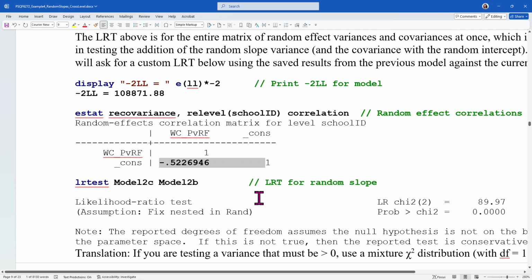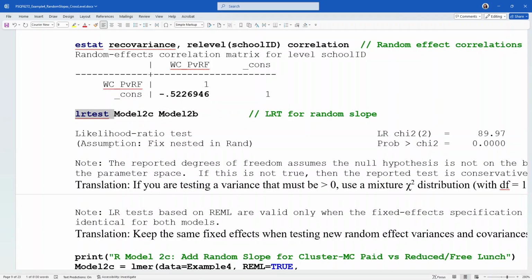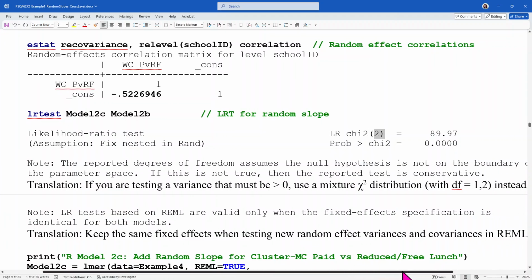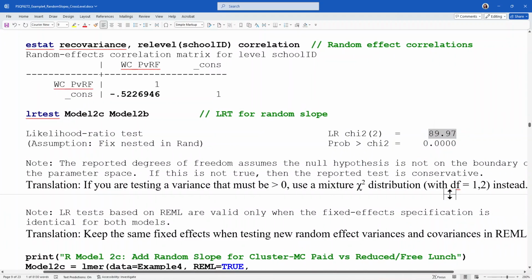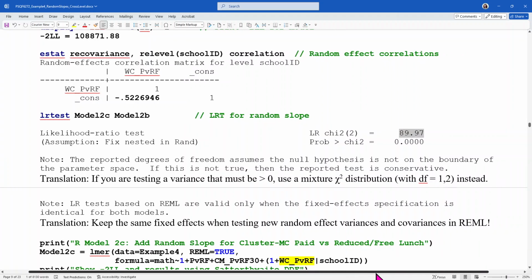So let's see here. Yep. So in Stata, I'm going to test the contribution of that random slope variance and the covariance with the intercept by comparing the models. So this one has the 2 degrees of freedom that it's supposed to have, which is reassuring. And the chi-square test statistic is 90. That means, yes, it is decidedly significant. And this note here is reminding us not to screw this up.